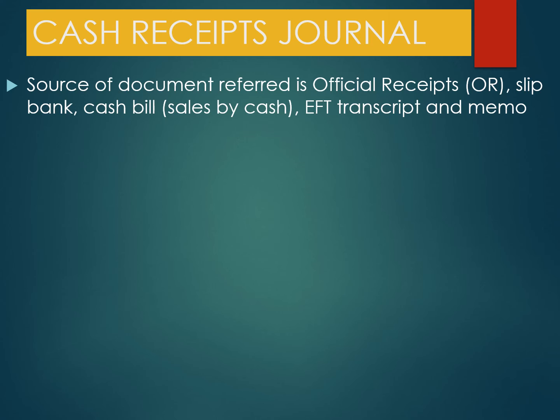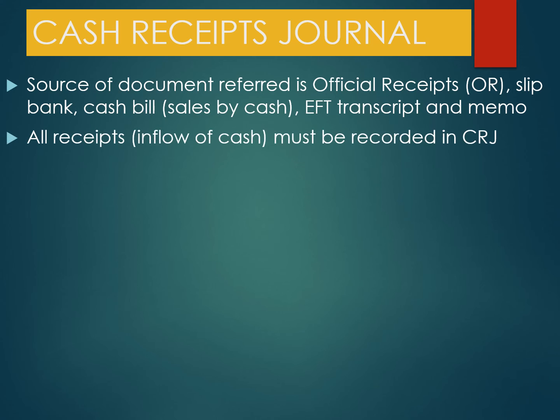And a cash receipt can be proven by a memo source document. For example, you receive money from the owner as a contribution to the business, so you just put in the memo. But since it is money received, you need to record it in the cash receipt journal. So any inflow of cash, including contribution from the owner, must be recorded in the cash receipt journal.